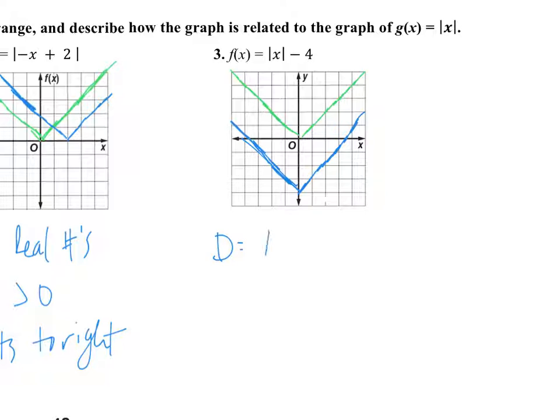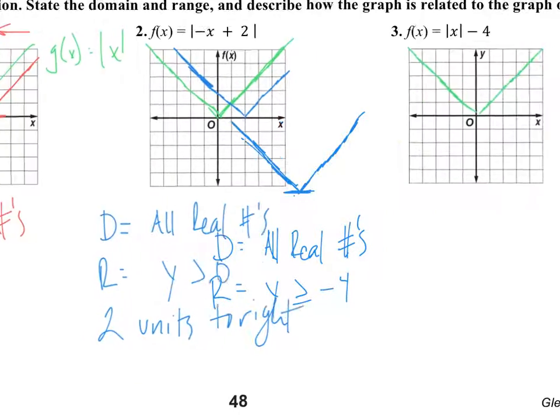So again, domain, all real numbers. Range, how low does it go? Well, it goes down this far. That's at -4. So again, y values greater than -4. And I apologize, kiddos. This should be greater than or equal to, just like the other ones are.